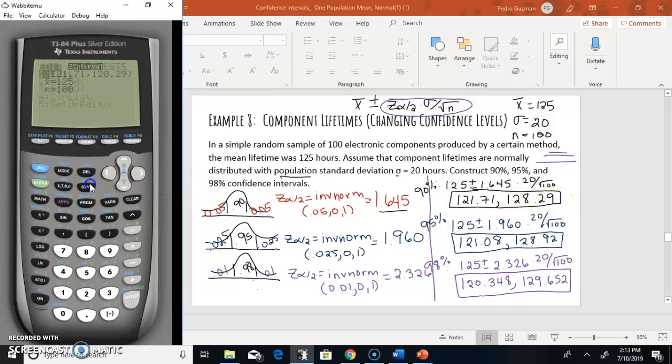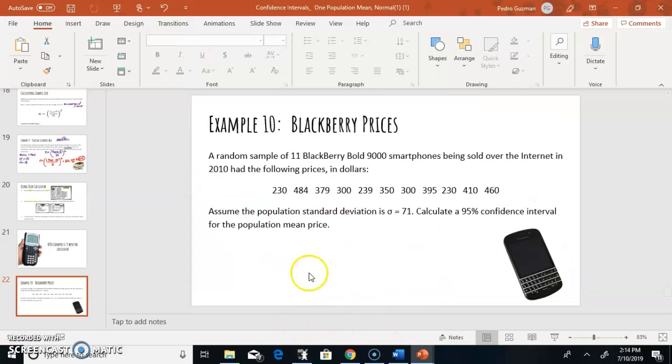Same thing. If we do it again, Stat Test, number 7, and everything stays the same except for the confidence level. Change the confidence level to 0.95. We get 121.08 to 128.92. And we'll do it one more time. Stat Test number 7. Everything stays the same except for the confidence level, which is 0.98 this time. And we get 120.35 to 120.65. So same thing. Okay, real quick, look at example 10.